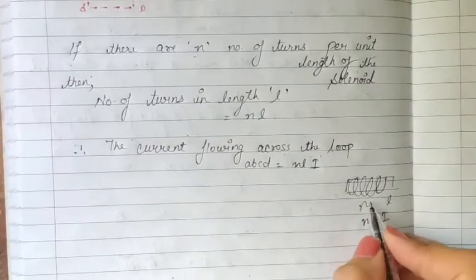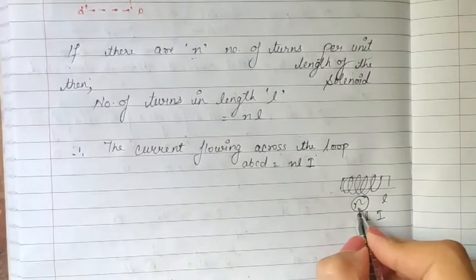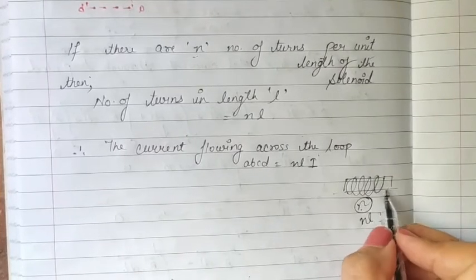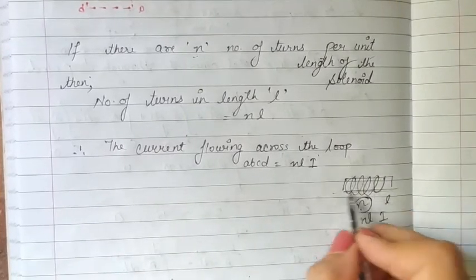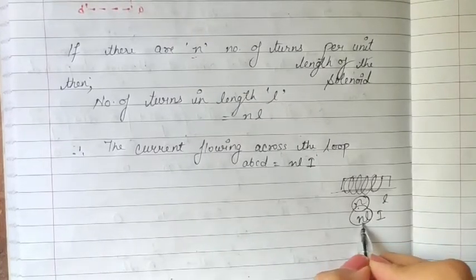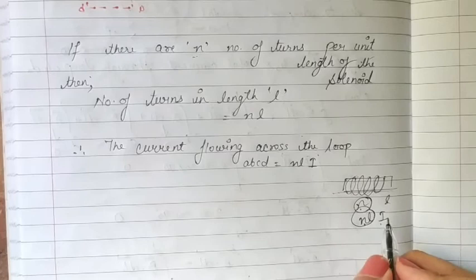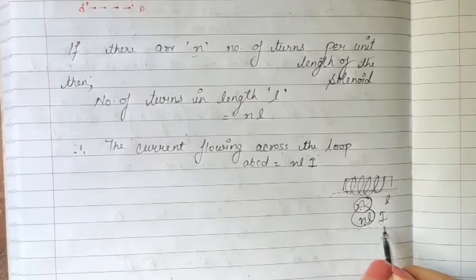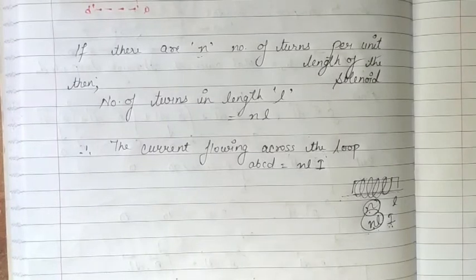Okay, n is the number of turns per unit length, L is the actual length, so the number of turns present in this length will be nL. Now each turn has current I flowing through it, so the total current flowing through the length L is nLI. All right, what points do we have?